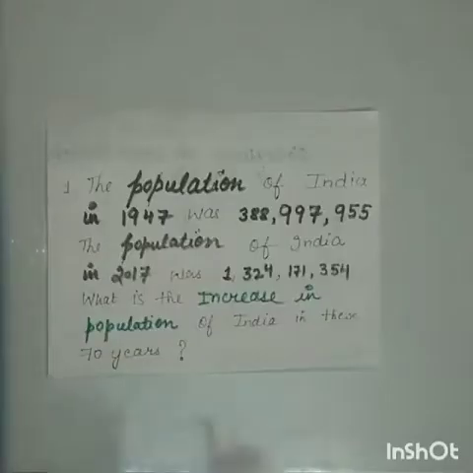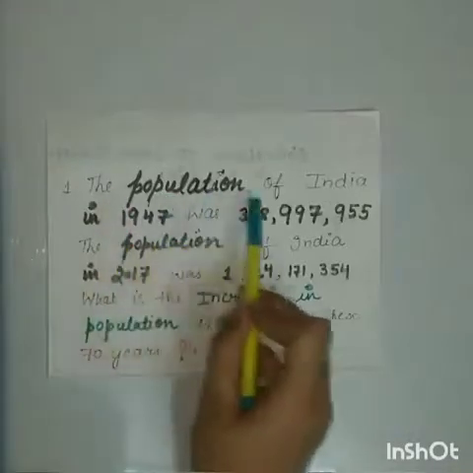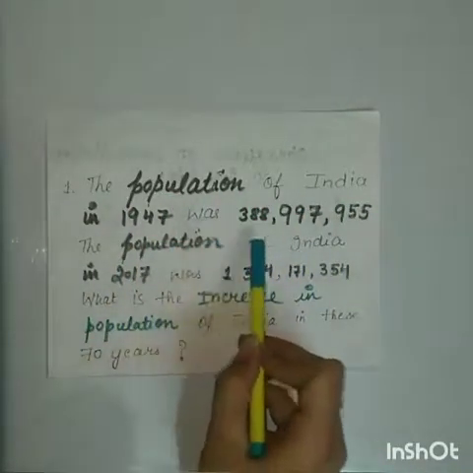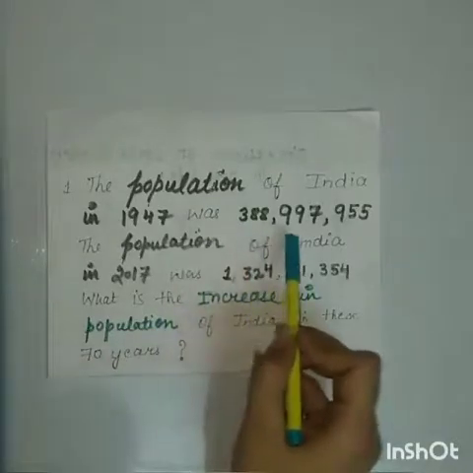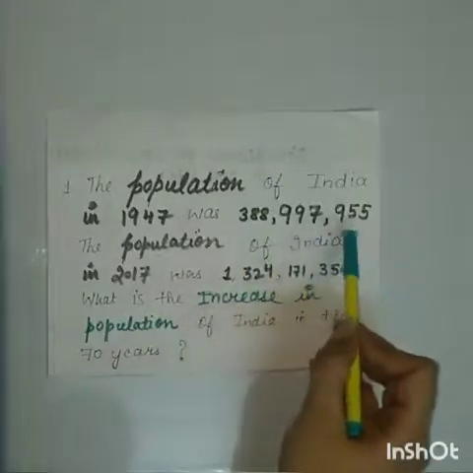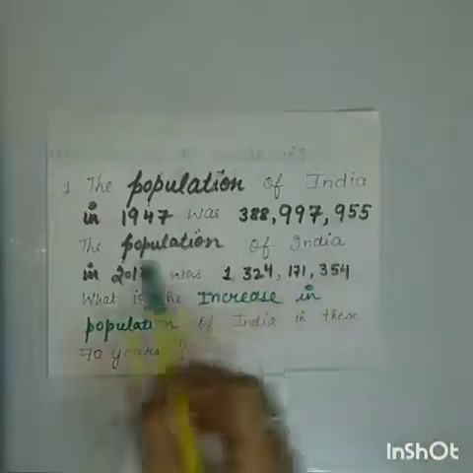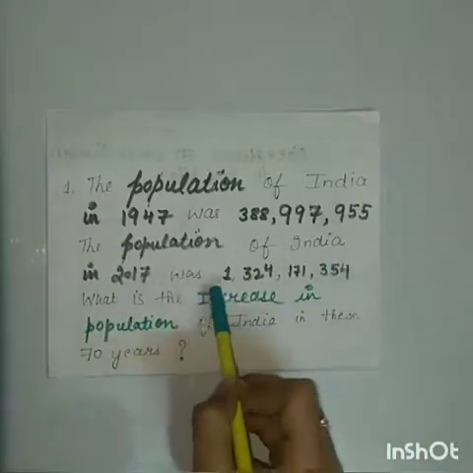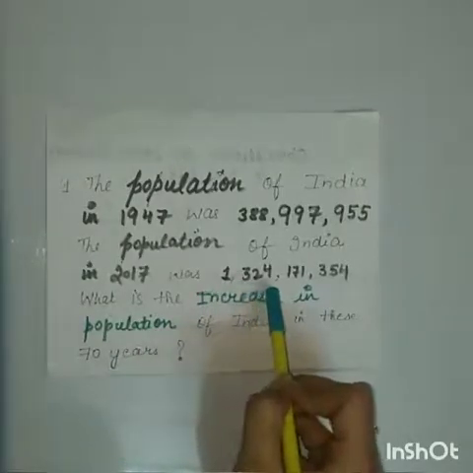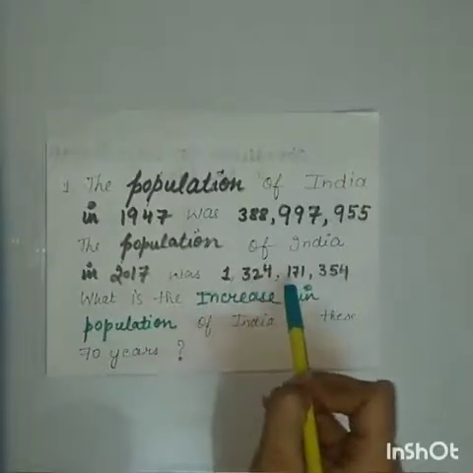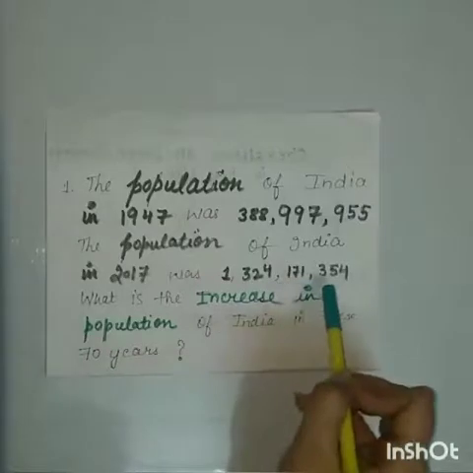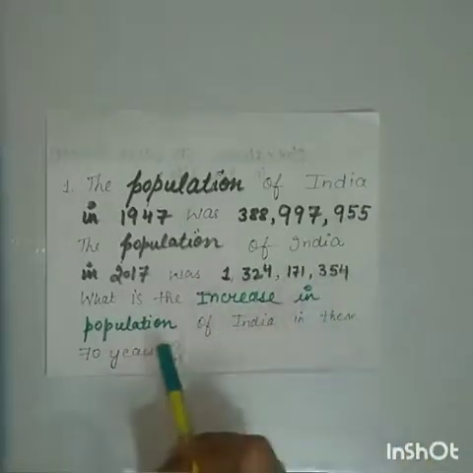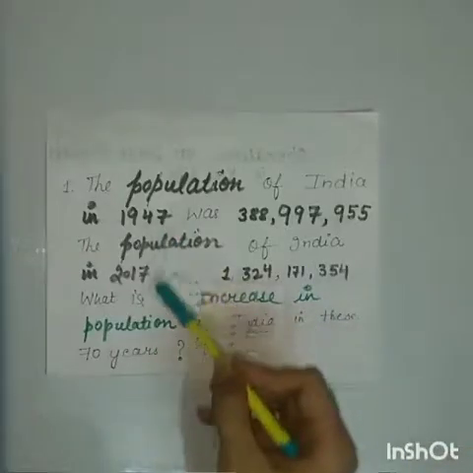Let us read the question carefully. The population of India in 1947 was 388,997,955. The population of India in 2017 was 1,324,171,354. What is the increase in population of India in these 70 years?